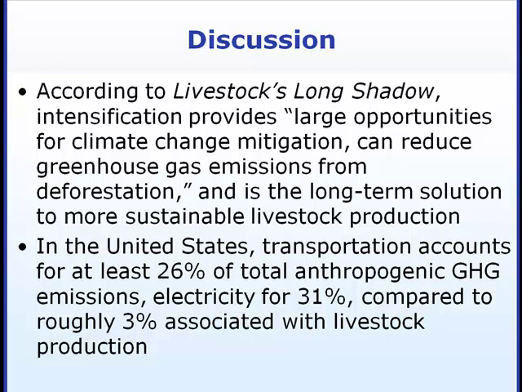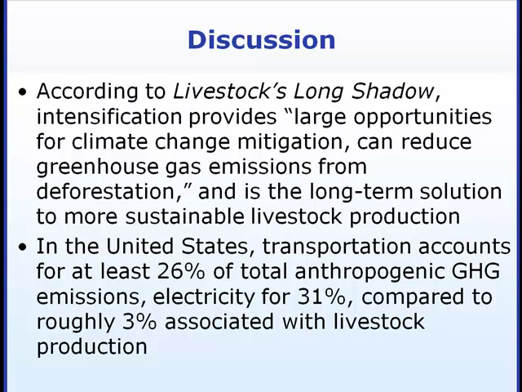I want to give you a few numbers just so that you have some ballpark in your head. If you compare different sectors of society in the United States, transportation accounts for 26% of all greenhouse gases. Electricity production and use 31%, and the livestock sector 3.4%. So if people tell you that Prius and Hummer story, it's good to have some numbers in your head.